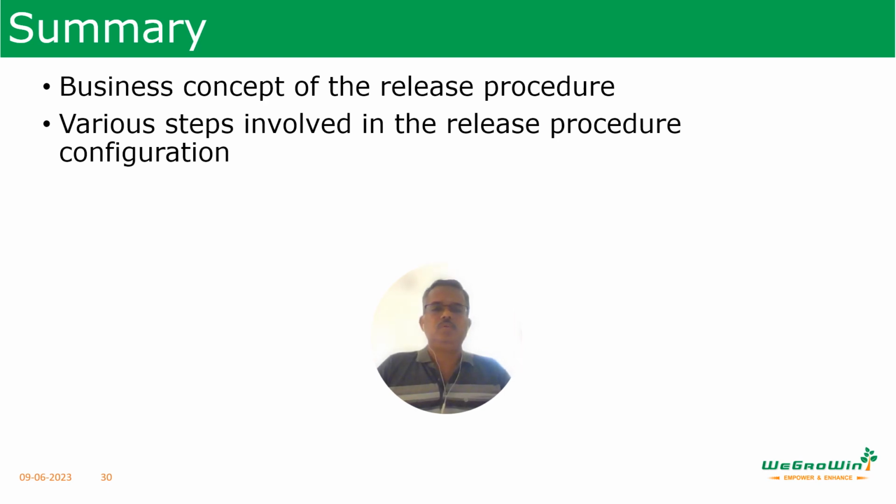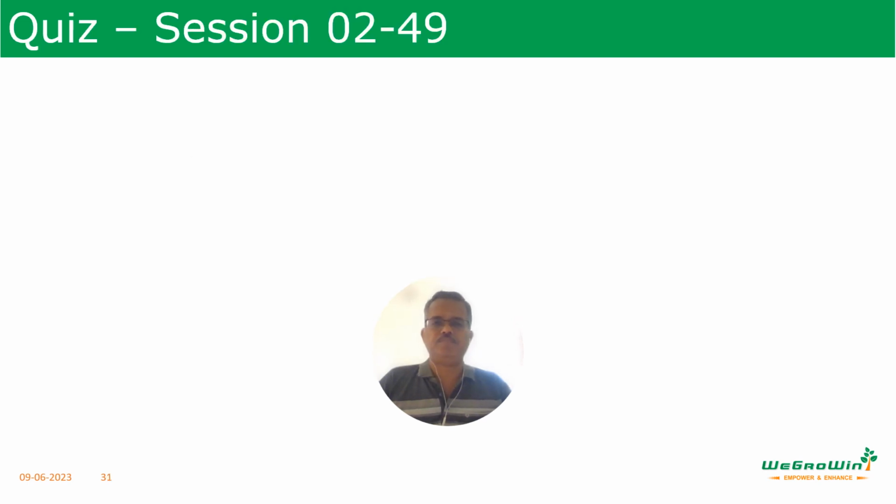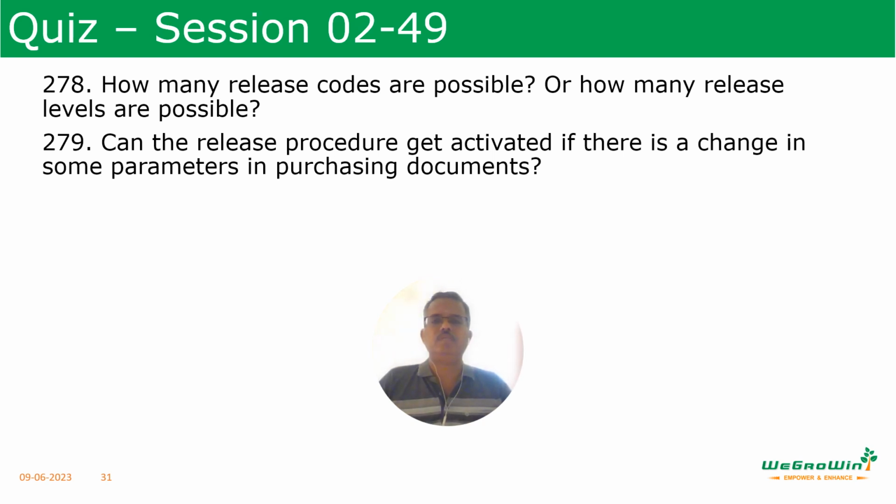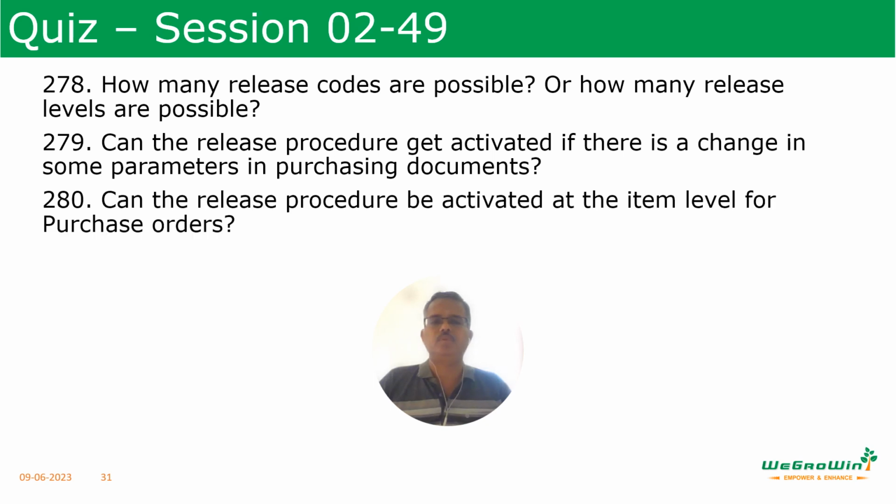Now here we talked about the business concept of the release procedure and the various steps involved in the release procedure configuration. So let us see the quiz for this session. How many release codes or release levels are possible? Can the release procedure get activated if there is a change in some parameters in the purchasing documents? Can the release procedure be activated at the item level for purchase orders? So these are the quiz questions. Because this is the last session, I provided the answers also in this session itself. Let us see the answers now.